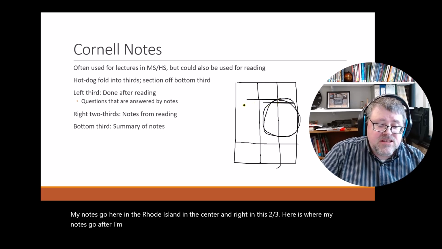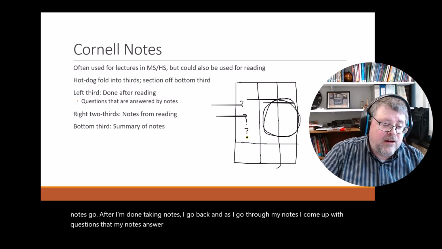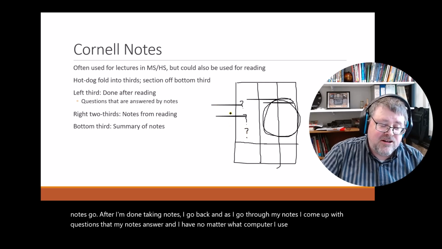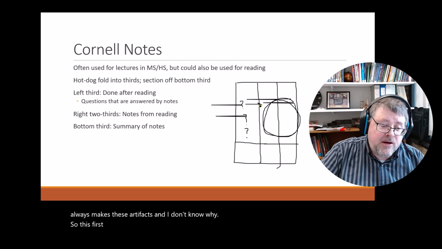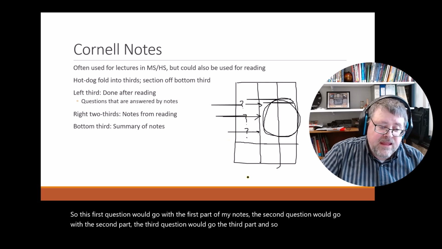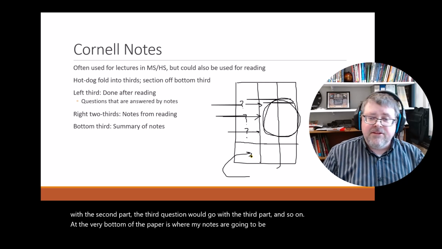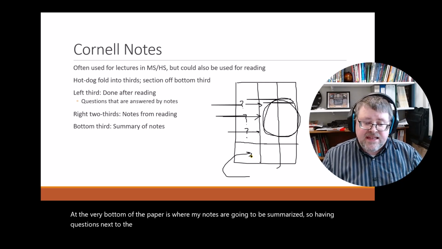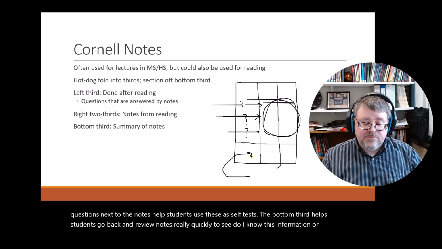After I'm done taking notes, I go back, and as I go through my notes, I come up with questions that my notes answer. And I have, no matter what computer I use, PowerPoint always makes these artifacts, and I don't know why. So this first question would go with the first part of my notes. The second question would go with the second part. The third question would go with the third part, and so on. At the very bottom of the paper is where my notes are going to be summarized. So having questions next to the notes helps students use these as self-tests. The bottom third helps students go back and review notes really quickly to see, do I know this information or not? Do I remember it?